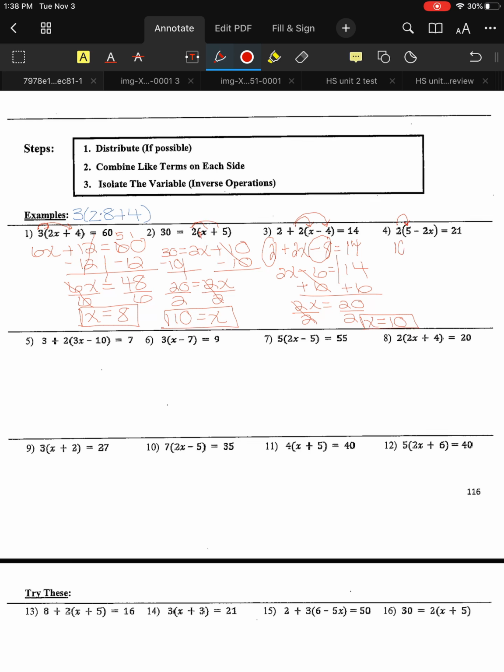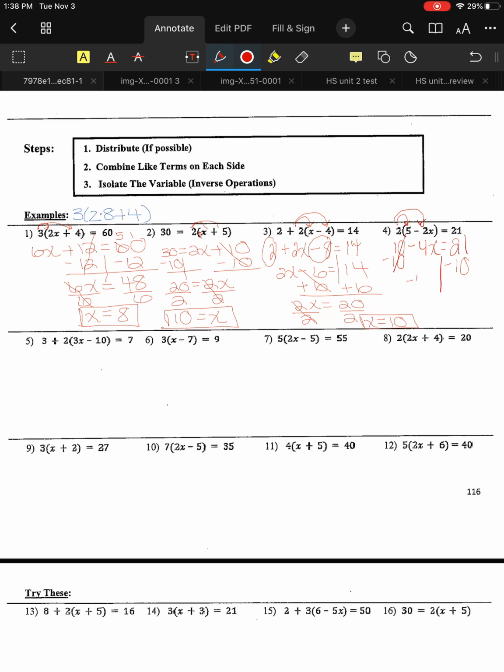Number 4, distribute that to 2 times 5 is 10. 2 times a negative 2 is a negative 4x equals 21. In order to get my constant of 10 over to the 21 on the right, since there's nothing to combine, I'm going to use my opposite operations. The opposite of a positive 10 is to minus 10. That negative goes with the 4, so we don't want to add 10 because 10 plus 10 is 20. That's not going to help me get x alone. I want to get rid of the 10 by subtracting the 10.